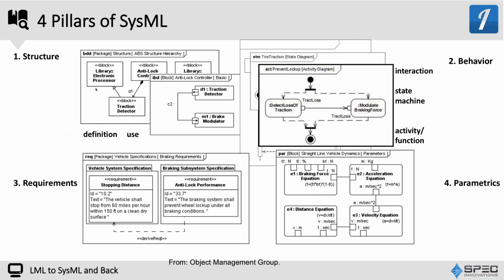One of the nice presentations I saw fairly recently was this idea of the four pillars of SysML, which is the structure on the top left here, the behavior on the top right, and then the requirements on the bottom left, and the parametrics on the bottom right. So remember that the requirements diagram and the parametric diagram are the two new diagrams, and there are different types of behavior diagrams and different types of structure diagrams. So I think that's a good way to look at the whole mechanism of SysML.